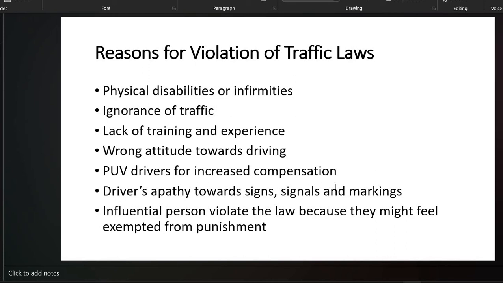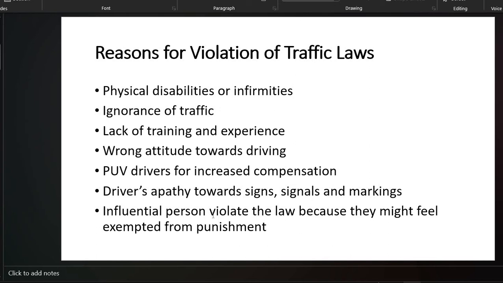PUV drivers for increased compensation. Naghahabol ng pera. So, minsan, sige-sige lang. Wala na silang, hindi na nila iniisip yung kapakanan ng ibang users ng kalsada, basta makakuha lang sila ng maraming pasahero para mas malaki yung kanilang compensation. Drivers' apathy towards signs, signals, and markings.